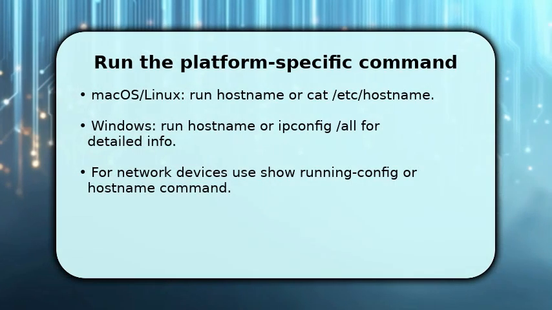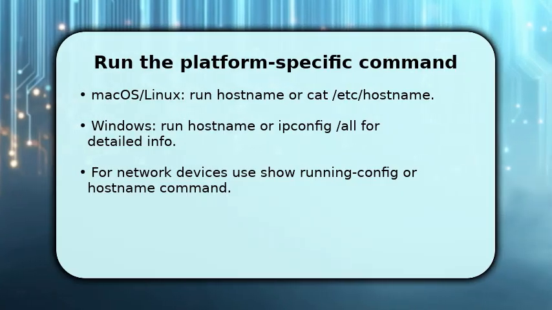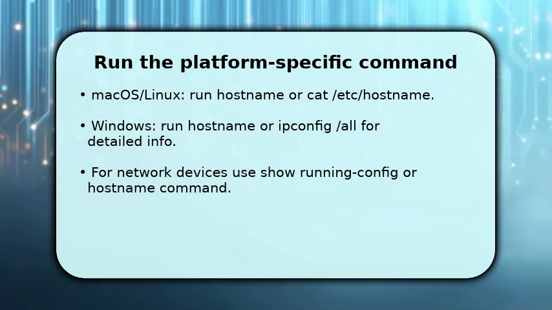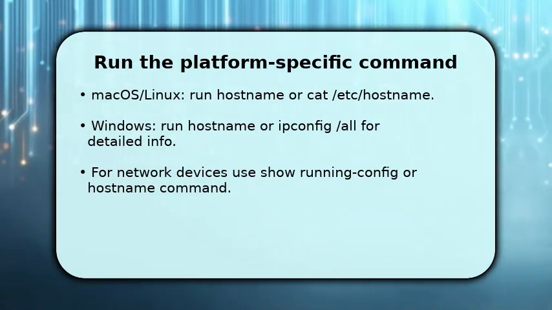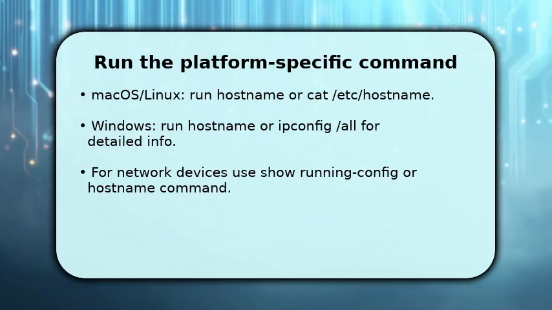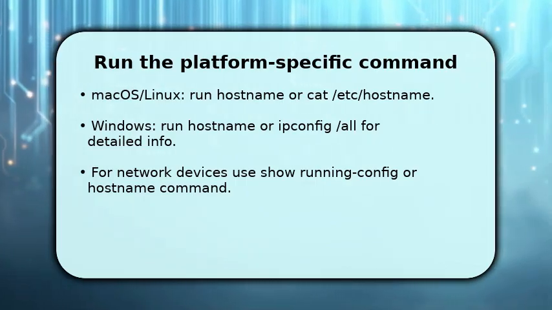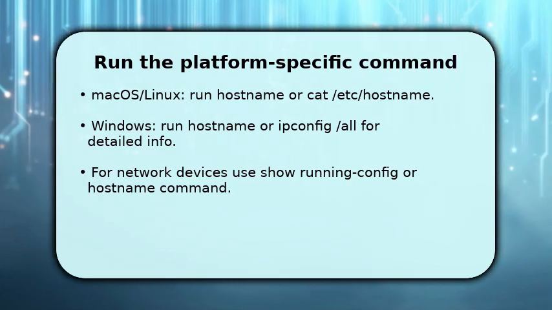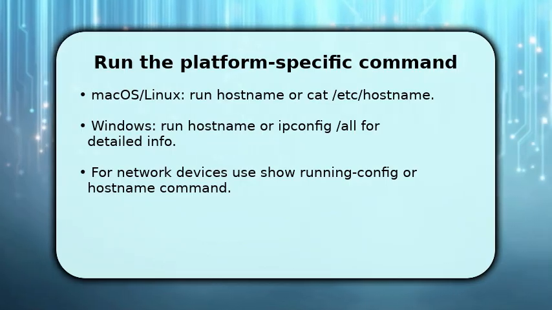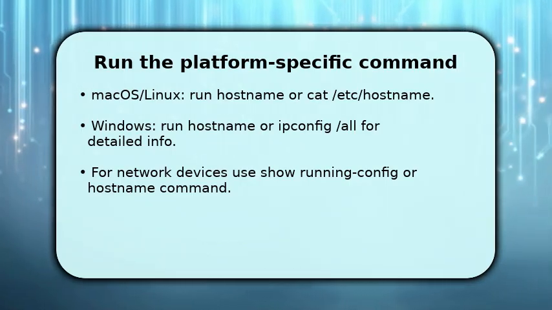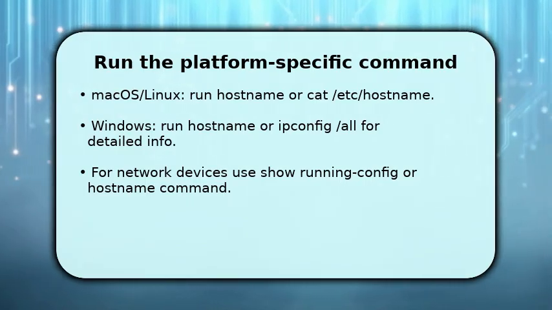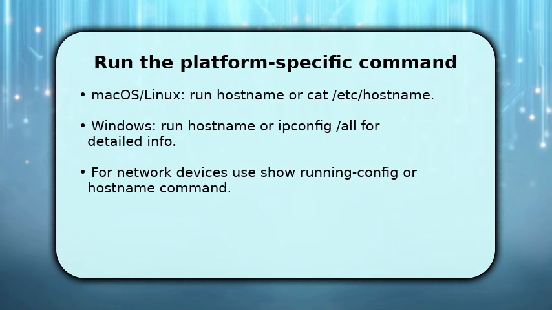You now run the platform-specific command to retrieve the hostname, so you see the authoritative value. On Mac OS or Linux, type hostname or cat /etc/hostname to read the stored name. These commands show the current configured identity. On Windows, run hostname or use ipconfig /all to confirm DNS name and NetBIOS details. For network gear, you run show running-config or hostname in the device CLI. Make sure to compare output to what you expect, since services may report different names.